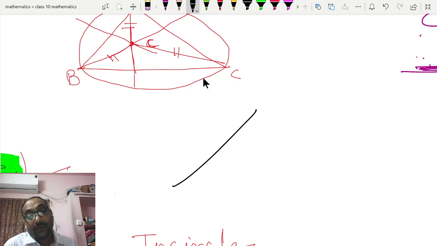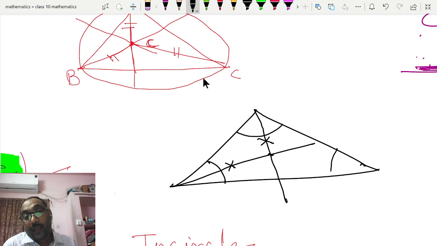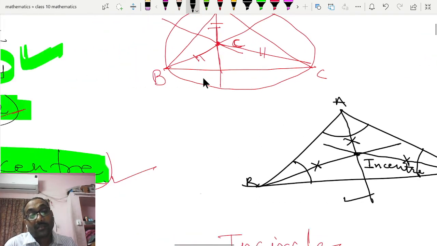let there be a triangle, it has three angles. If you bisect any one of the angles, then there will be a line. Again here there is an angle, bisecting this angle will pass through this, and the bisector of the third angle automatically passes through this point only, and this point is named I, for in center. So you can say the point of concurrency of angle bisectors of a triangle is called in center.